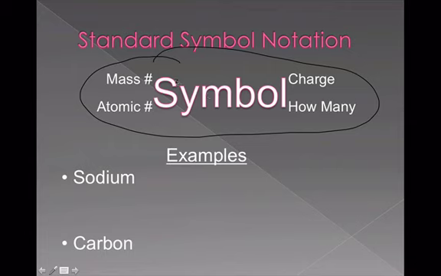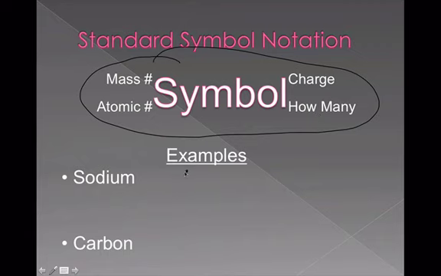It is always going to hold true. If you see a number in the upper left-hand corner of the symbol before the symbol, it is the mass number. Under that is the atomic number. The charge will go into the upper right, and then how many of them is the subscript down below in the lower right.